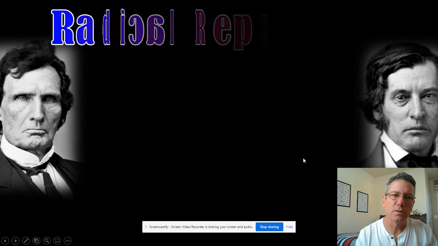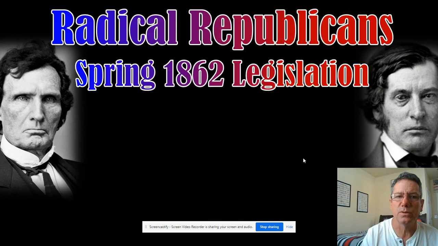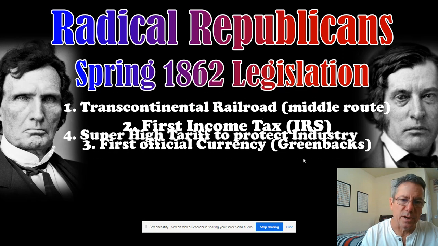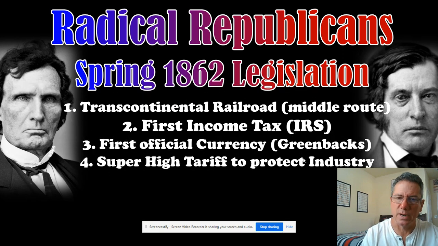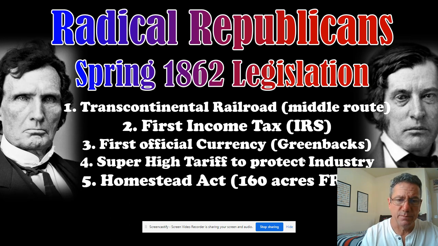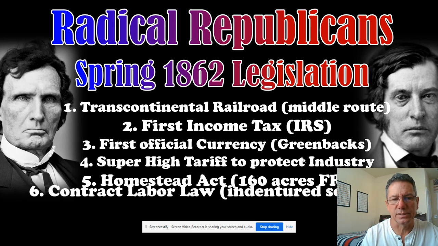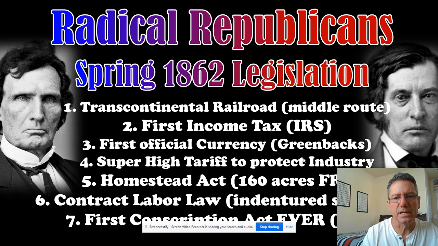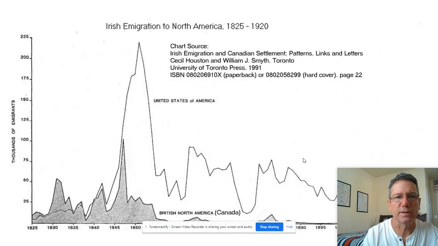Now remember, there are those radical Republicans, for example, who have been pushing for things like equality. And they, as we talked about last time, would push for things like a super high tariff, income tax, things like that. But they also pushed the Homestead Act, if you remember reading about that or listening to it, and then the contract labor law. So what we have in this time period is an interesting combination. We have a bunch of laws being pushed through in 1862 that are going to have some interesting ramifications.